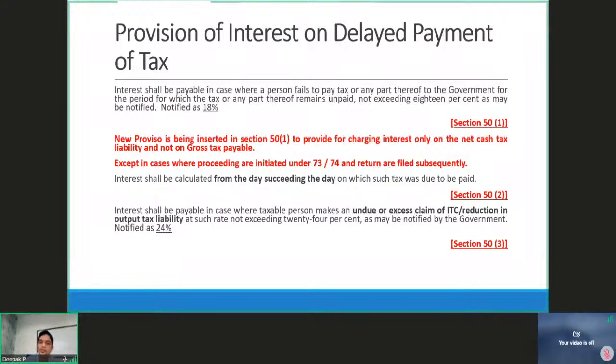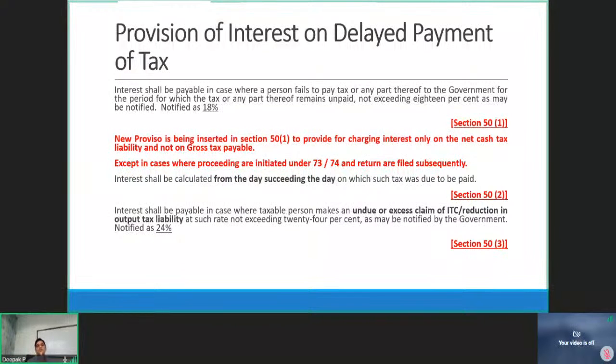But the provision says that for some reason, if you fail to pay the tax or any part thereof to the government, for the period for which the tax or any part thereof remains unpaid, there will be an interest charge not exceeding 18% as may be notified. So the power given by the law is to charge interest at a maximum rate of 18%, and the government has notified the maximum rate only. They said, okay, we'll notify the maximum rate. So they have notified a rate of 18%.